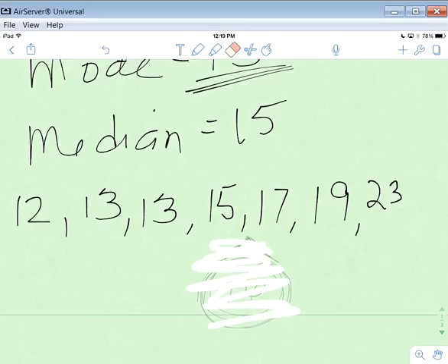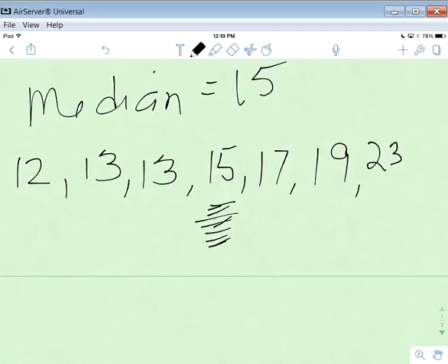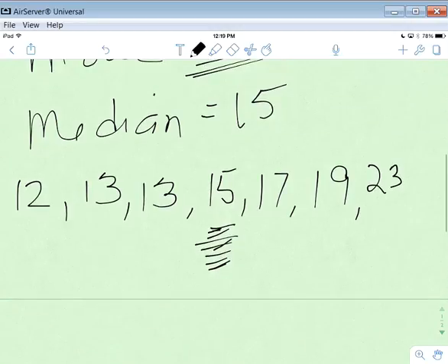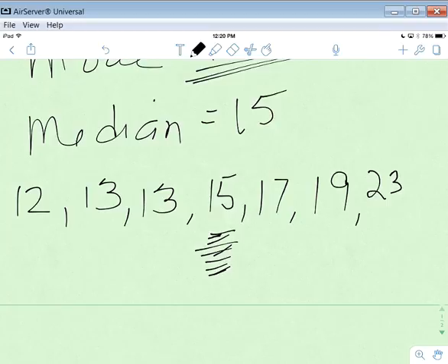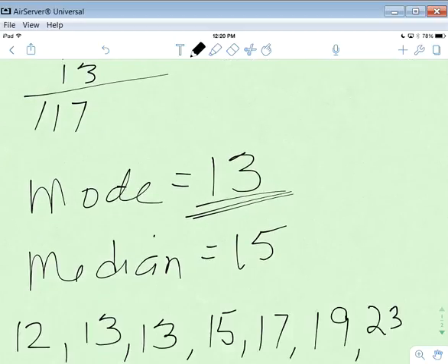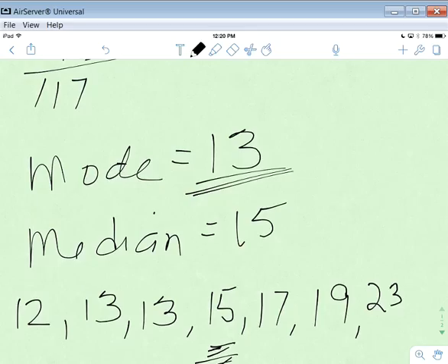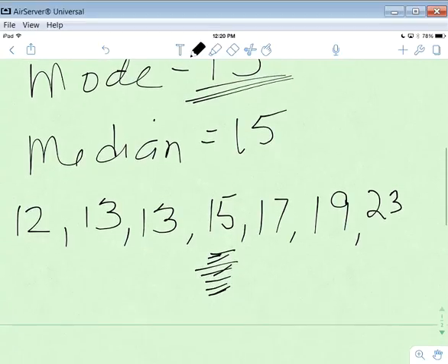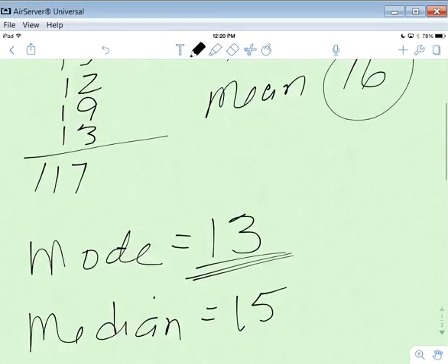So we do have 7 numbers. And when we have 7 numbers, the median is 15. So, question A says, the mean is blank, the mode, and the median. The mean is 16, so it is not equal to either the mode or the median. It looks to me like the mean is greater than the mode and greater than the median because it is the largest number, 16 versus 13 and 15.